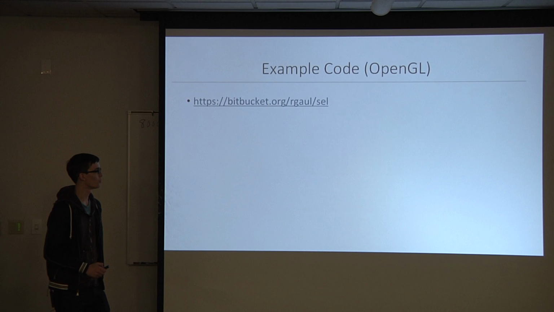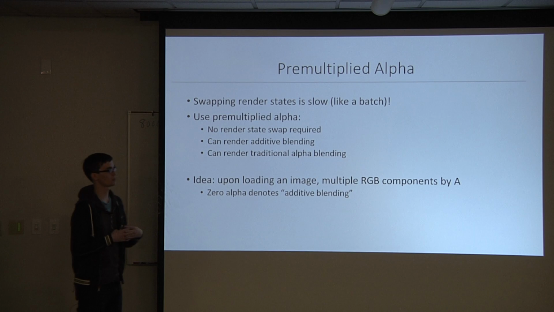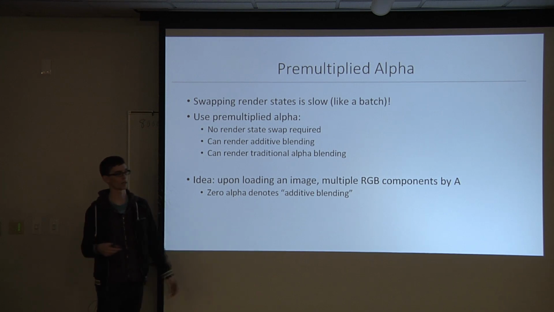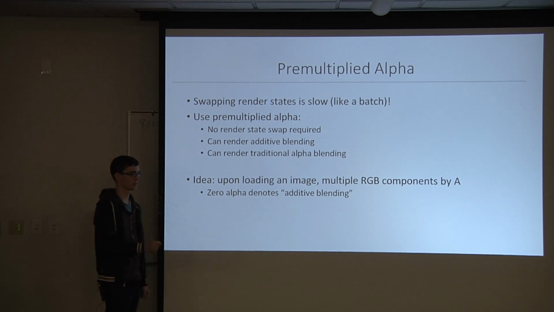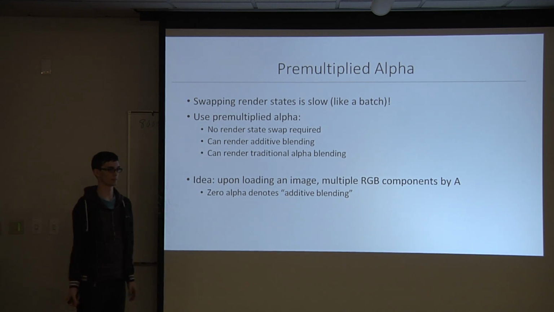So the whole point of premultiplied alpha is so that you can do traditional alpha and additive blending without switching render states. And usually, if you're using ancient techniques, if you wanted to do traditional alpha and then additive, you have to do a render state switch. You have to tell the GPU, do alpha this way, now do alpha that way. And when you switch, that's kind of like a batch or a draw call, as in it's slow. But if you do use this technique, you don't have to make a switch.